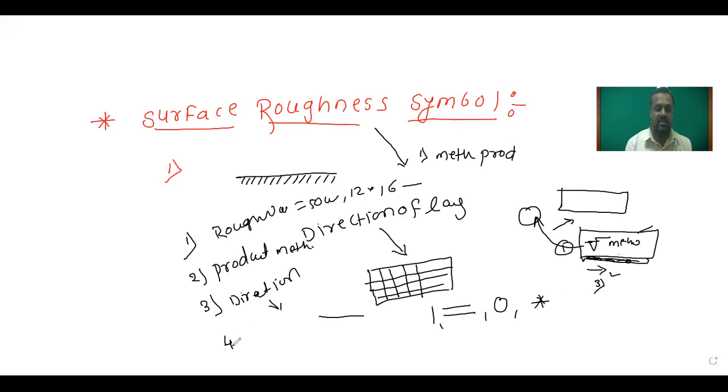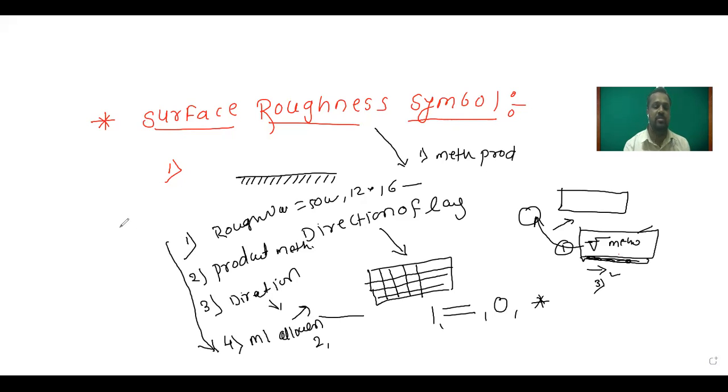Then again, that surface roughness symbol will show the information of machining allowance, how much machining allowance we have to take during the production. Machining allowance, whether it will be 2, 3, 4, like this. That much information we will get from this surface roughness symbol.